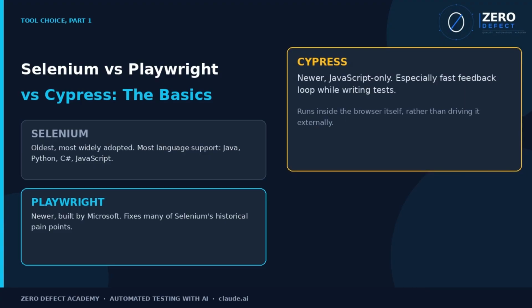Playwright is newer, built by Microsoft, and was designed specifically to fix a lot of Selenium's historical pain points. It has built-in automatic waiting for elements, faster execution, and strong support for modern web apps. Cypress is also newer, JavaScript only, and known for an especially fast feedback loop during test writing, with a distinctive architecture that runs inside the browser itself, rather than driving it externally.